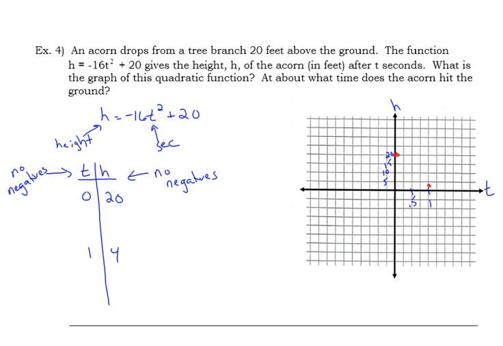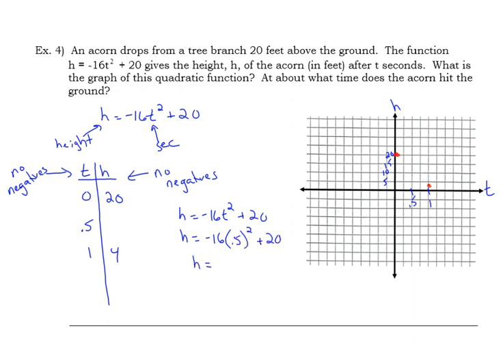So what I'm going to do is find the point right in between 0 and 1, which is 1/2. Now, of course, I can't get that value from the graphing calculator. I actually have to substitute it in. So I'm going to say that h equals negative 16 t squared plus 20. And I want to know what h is when t is 0.5.